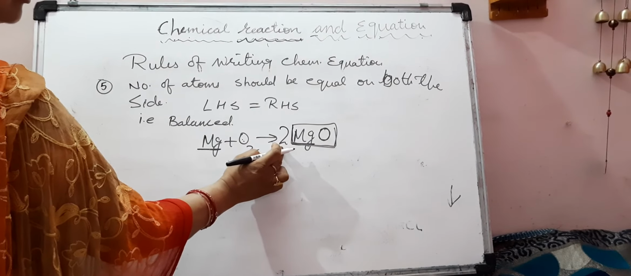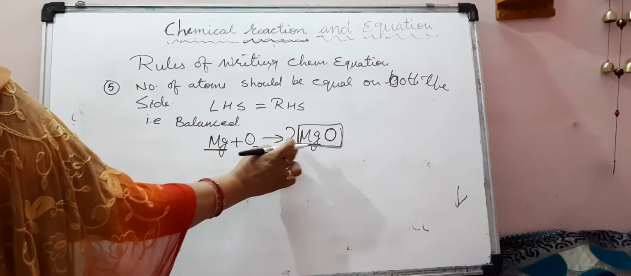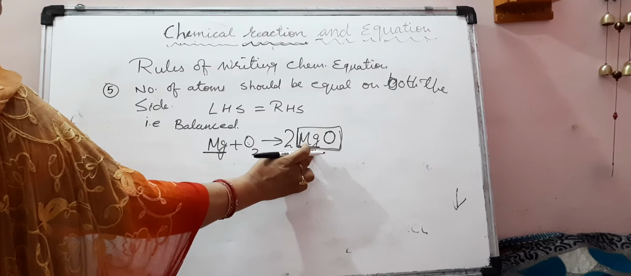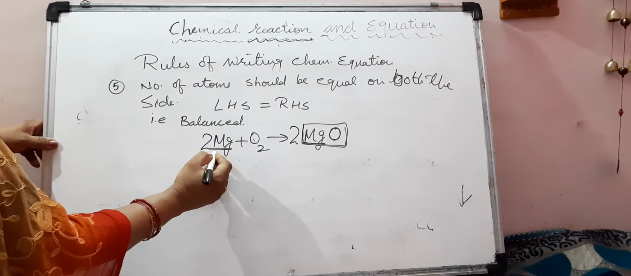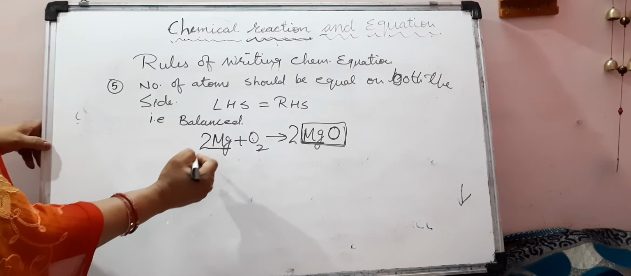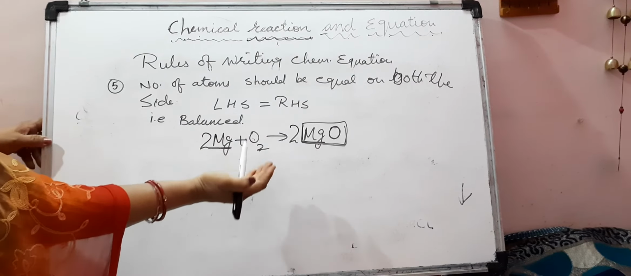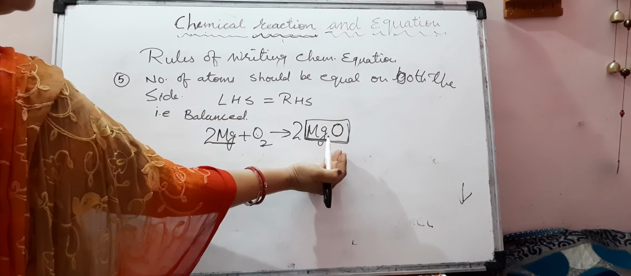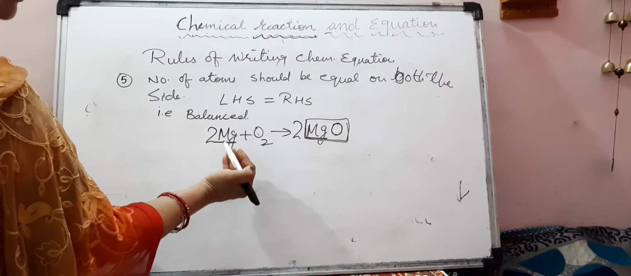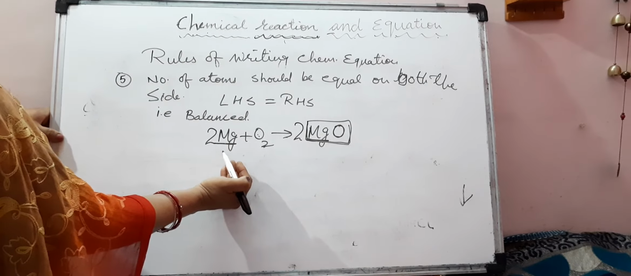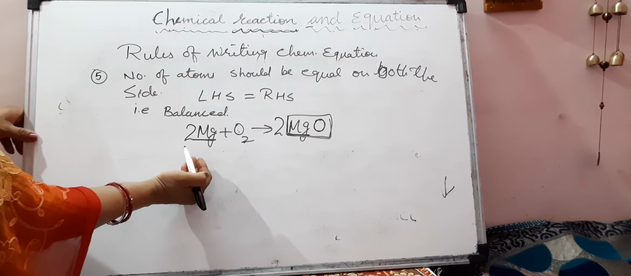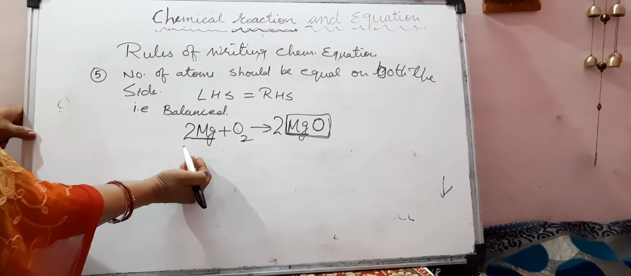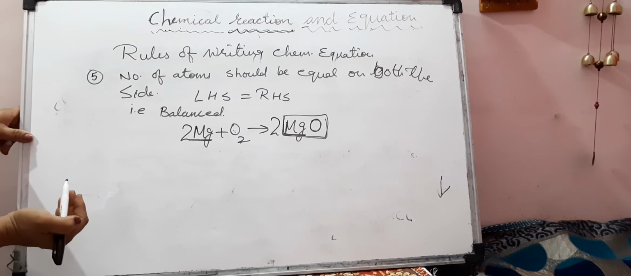By writing this 2 here, magnesium is also becoming 2. So to balance that number, I am writing 2 in front of magnesium on the LHS side also. Now you can observe in this equation that all the numbers of atoms on LHS and RHS are equal. So this type of equation is called a balanced equation. This is another rule of writing a chemical equation, that it should be balanced.